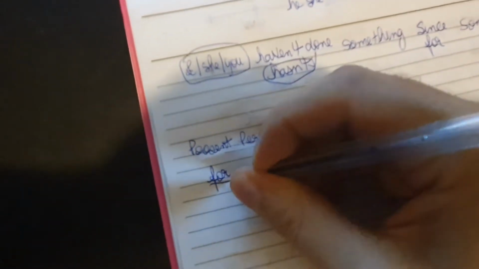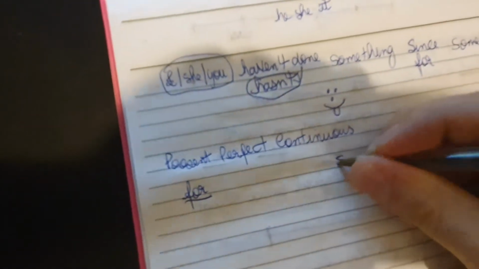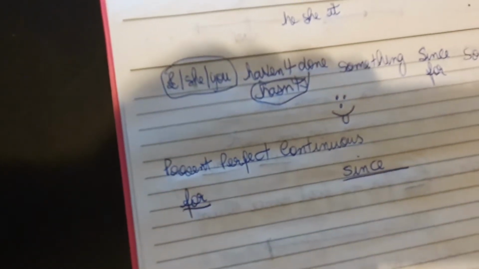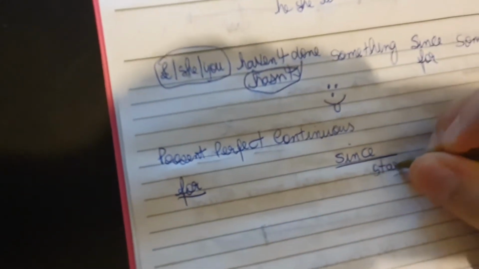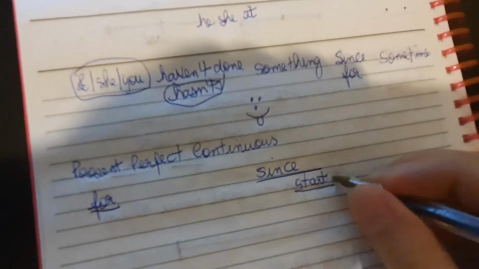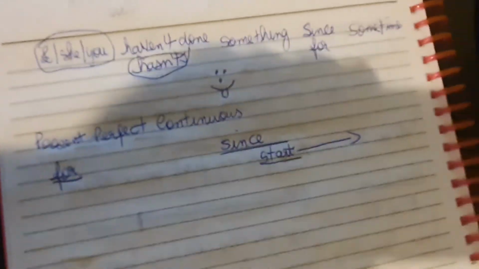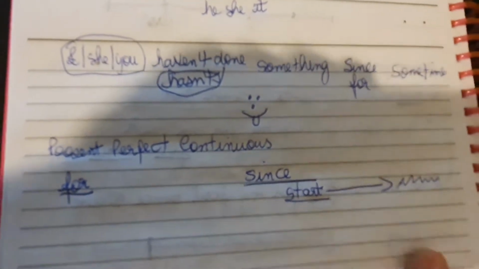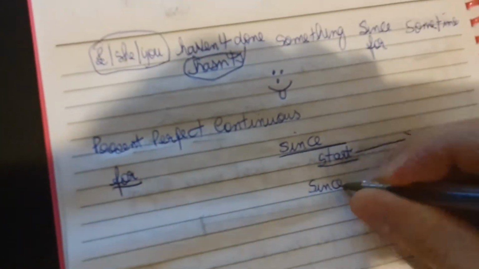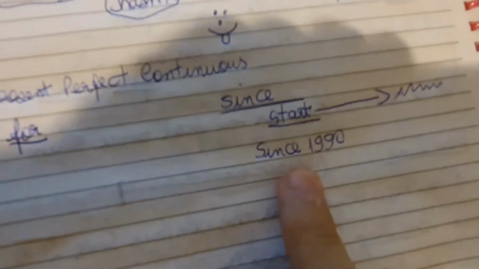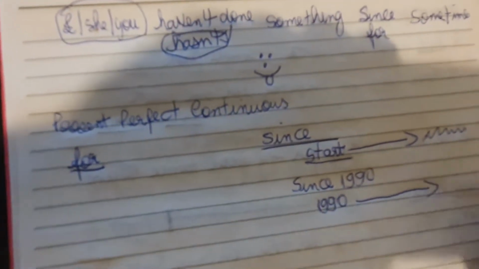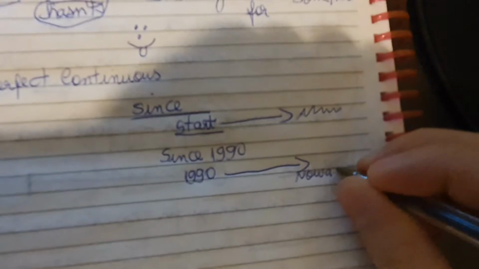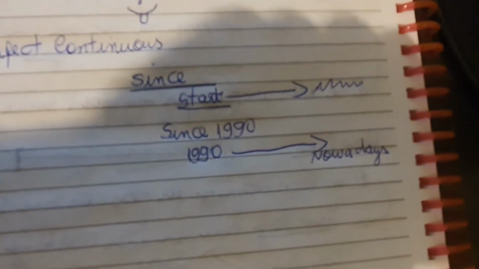Okay, I know we have seen this already about the differences between for and since, right? Since is when we want to show when something started, the beginning of the action, and then until now. For example, since 1990. It means that this period of time comes from 1990 until nowadays. It's still happening, right?